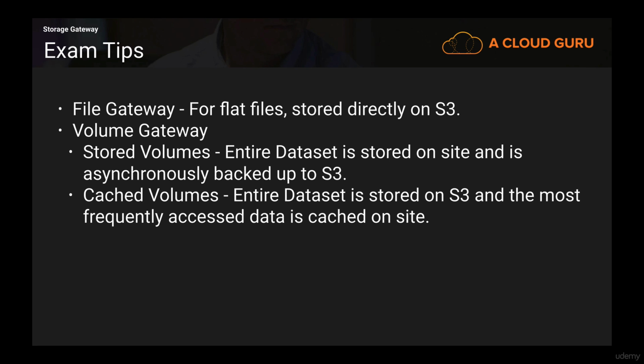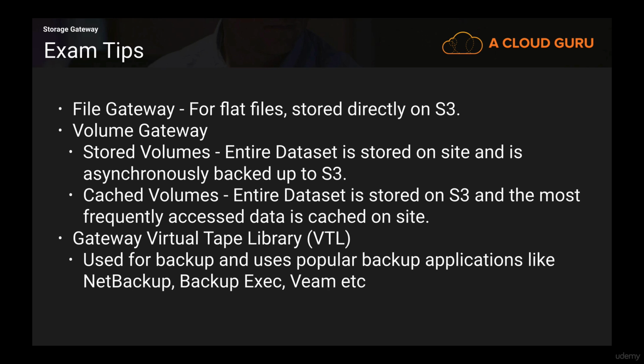We then have cached volumes, and this is where the entire data set is stored on S3, and only the most frequently accessed data is cached on site. And then we have gateway virtual tape libraries, and this is used for backups. Popular backup applications like NetBackup, BackupExec, and Veeam use this as well. And then you basically take virtual backups of your servers and you store those virtual tapes off into S3 and use lifecycle management rules to archive them off to Glacier.